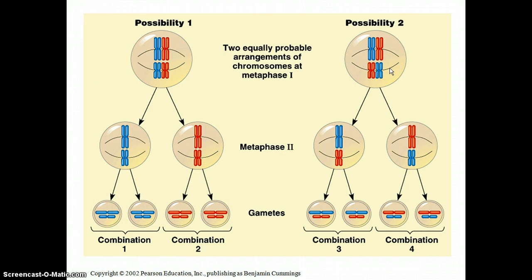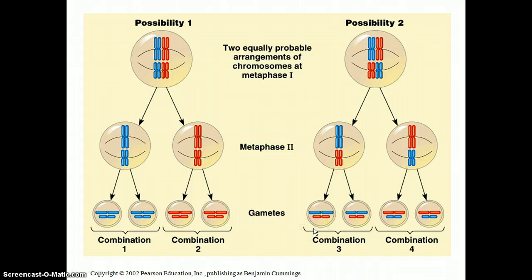But there is another possible combination. So we could have the big blue one with the red small one and the big red one with the small blue one. Okay, and that's just a different possible combination. So you see in the end the gametes end up different.